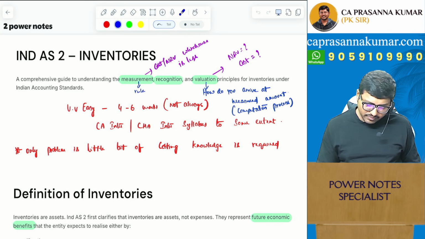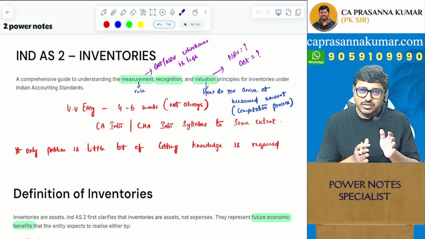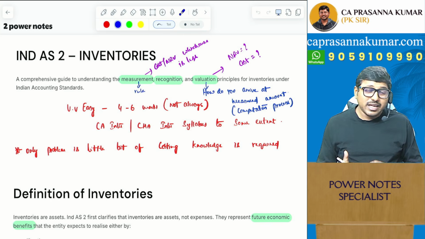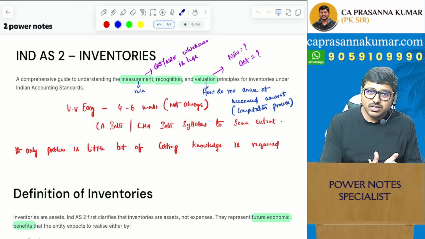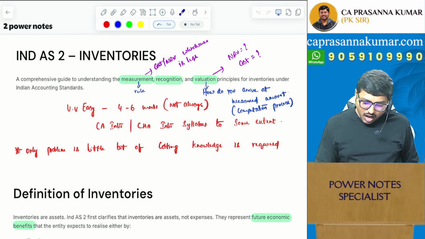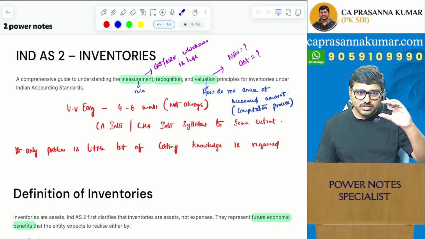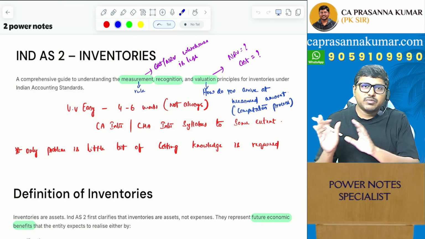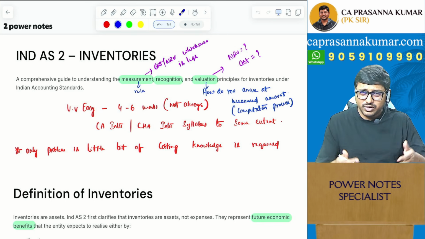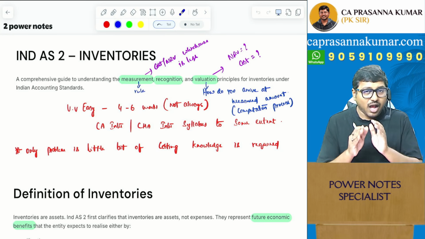Clear? Okay. But I know the rule that cost or NRV, whichever is less, is how I should measure my inventory. But the next question is how to calculate the cost. You understand the point? How to calculate NRV? How to calculate cost or NRV? Those rules are there. Now, cost means this must be included, this must be excluded. NRV means you take the selling price and then you reduce whatever cost you incur to sell the good. You got the point?